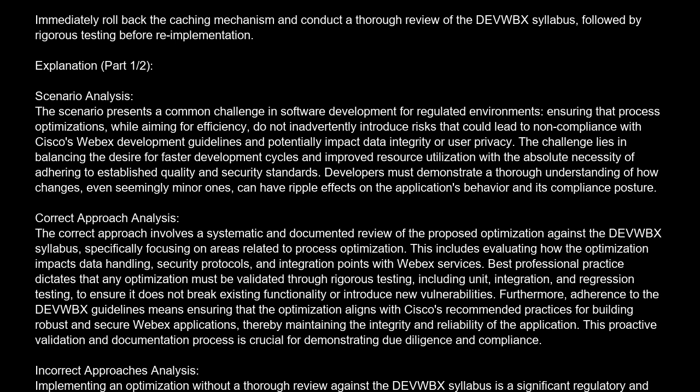Furthermore, adherence to the DEVWBX guidelines means ensuring that the optimization aligns with Cisco's recommended practices for building robust and secure Webex applications, thereby maintaining the integrity and reliability of the application. This proactive validation and documentation process is crucial for demonstrating due diligence and compliance.